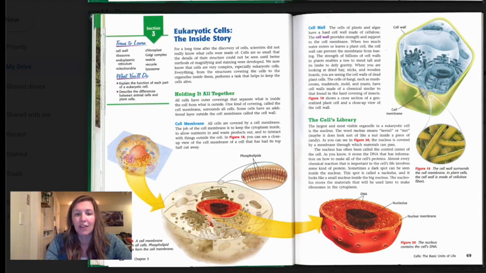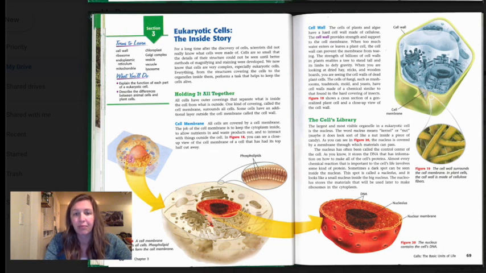All cells have outer coverings that separate what is inside the cell from what is outside. One kind of covering, called the cell membrane, surrounds all cells. Some cells have an additional layer outside the cell membrane called the cell wall. Cell membrane. All cells are covered by a cell membrane. The job of the cell membrane is to keep the cytoplasm inside, to allow nutrients in and waste products out, and to interact with things outside the cell. In Figure 18, you can see a close-up view of the cell membrane of a cell that's had its top half cut away.